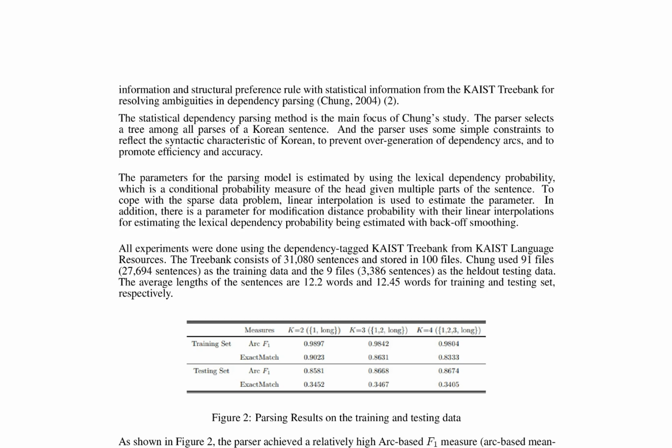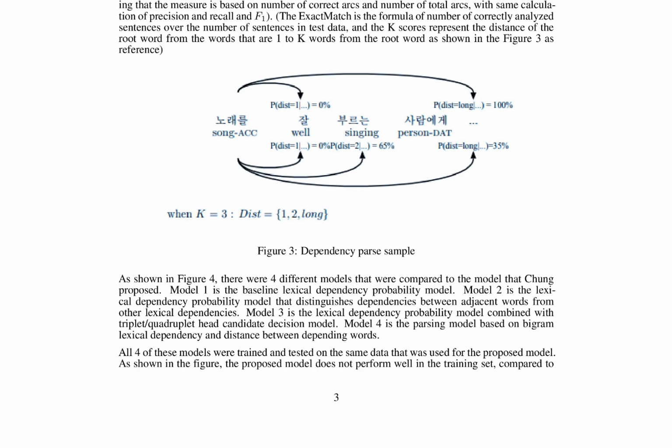The study presented in this paper focuses on resolving ambiguities in dependency parsing for Korean sentences using a statistical dependency parsing method. The parser selects a tree among all parses of a Korean sentence, utilizing simple constraints to reflect the syntactic characteristics of Korean and prevent overgeneration of dependency arcs. The parsing model's parameters are estimated using lexical dependency probability, which is a conditional probability measure of the head given multiple parts of the sentence. Linear interpolation is employed to estimate the parameter, and a parameter for modification distance probability is used with backoff smoothing.